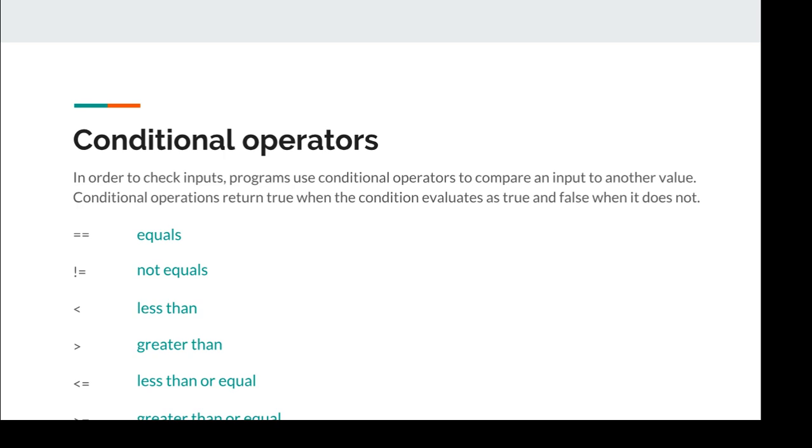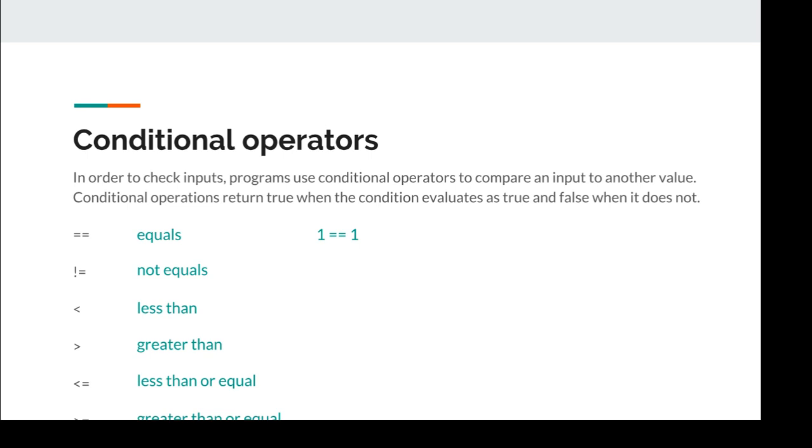So first let's look at some conditional operators. In order to check inputs, programs use conditional operators to compare an input to another value. And then this comparison is going to result in a Boolean value. It'll result in true or false, always one of those two values. Conditional operations return true when the condition evaluates as true and false when it doesn't. So this first one is equals. For example, 1 equals 1 will return true because 1 does equal 1. All right?